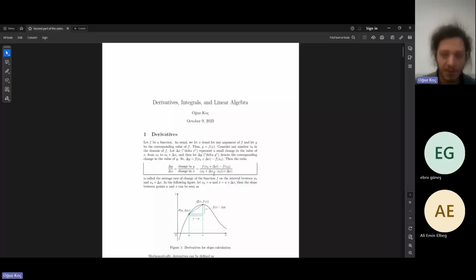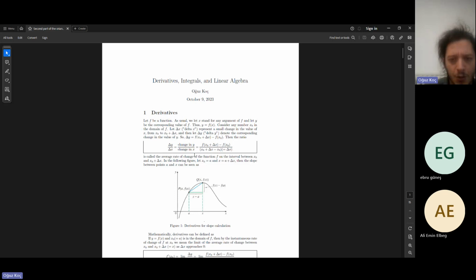Hi guys, this is the second part of the orientation course for calculus and linear algebra. In this part, we will start with the derivatives. In derivatives, we will mention the limit definition of it, and then we will pass to some examples related to the derivatives, and we have an informal definition.